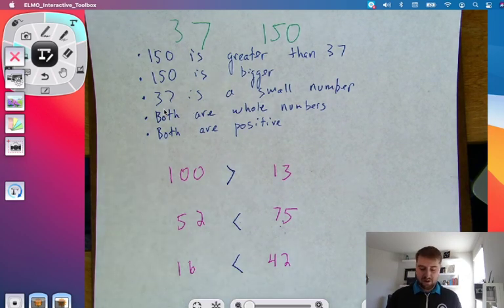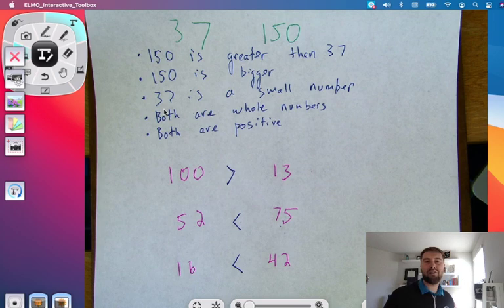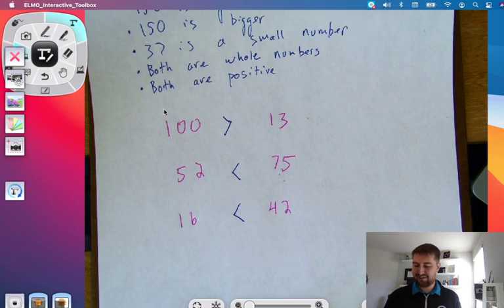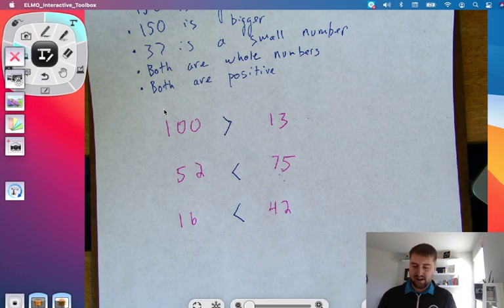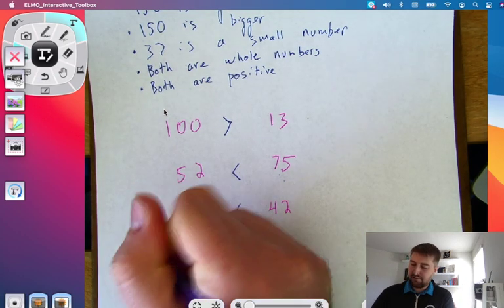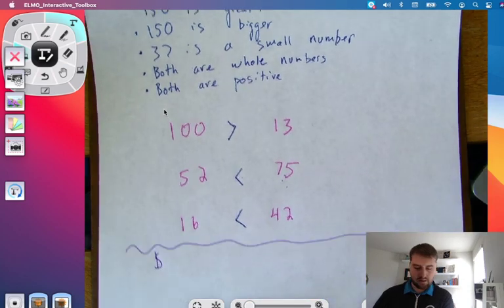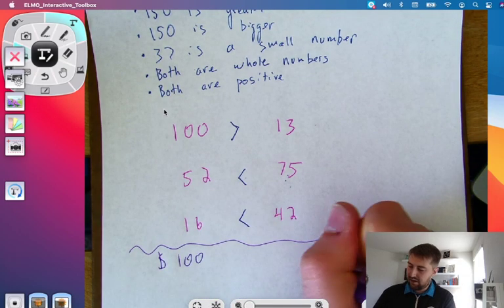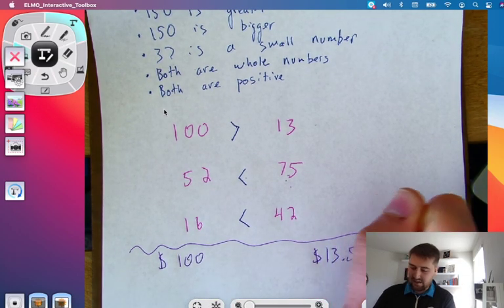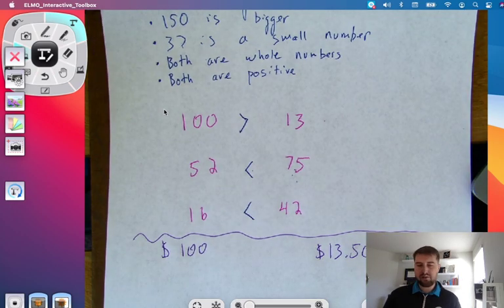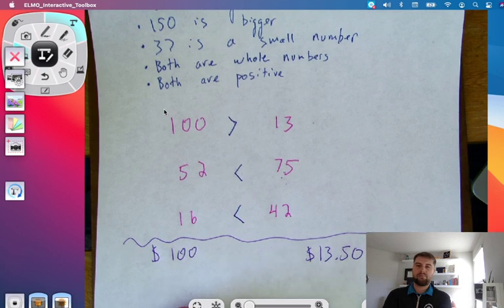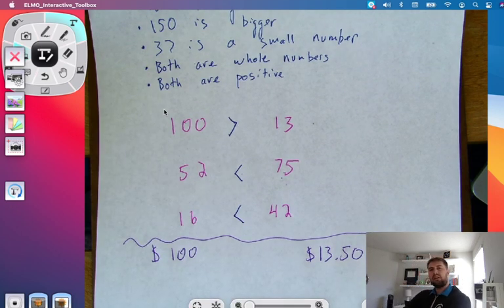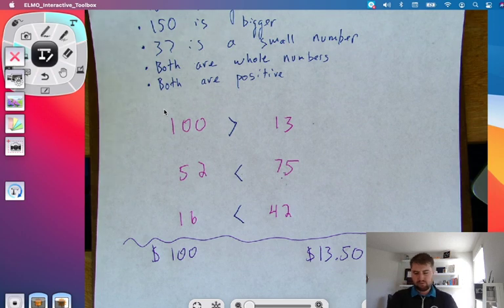I'm going to pause here for just a moment while I get to our next portion of what we are doing as we start talking about my favorite kind of decimals, money. All right. So I want us to take a look at these 2 amounts of money right here. I'm going to put a little squiggly line across. And we're going to look at $100. And we are going to look at $13.50. And we're going to ask which one of those is bigger. Is $100 bigger or is $13.50 bigger?